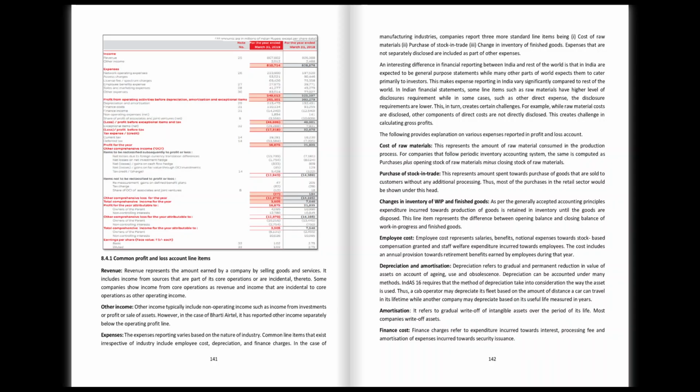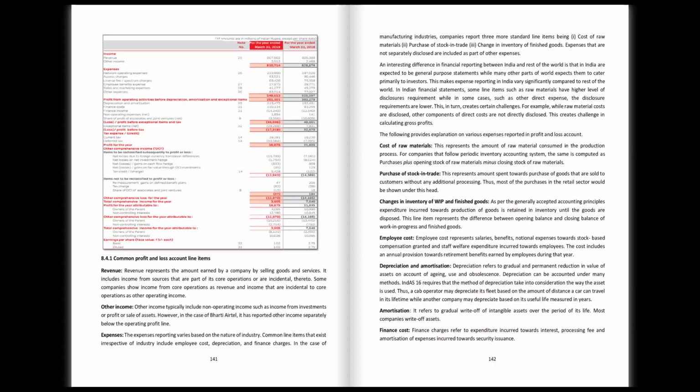Expenses. The expenses reporting varies based on the nature of the industry. Common line items that exist irrespective of industry include employee cost, depreciation, and finance charges. In the case of manufacturing industries, companies report three more standard line items: 1. Cost of raw materials, 2. Purchase of stock in trade, 3. Change in inventory of finished goods. Expenses that are not separately disclosed are included as part of other expenses.